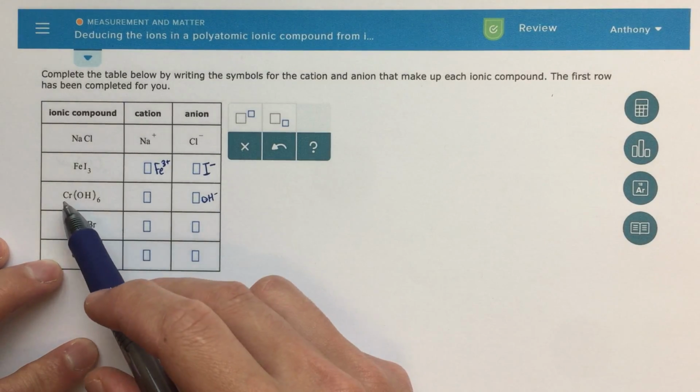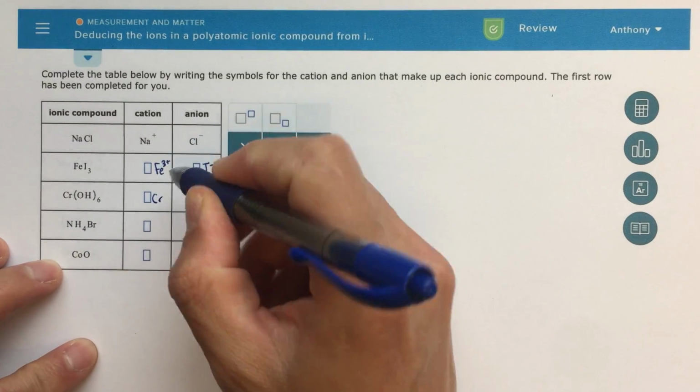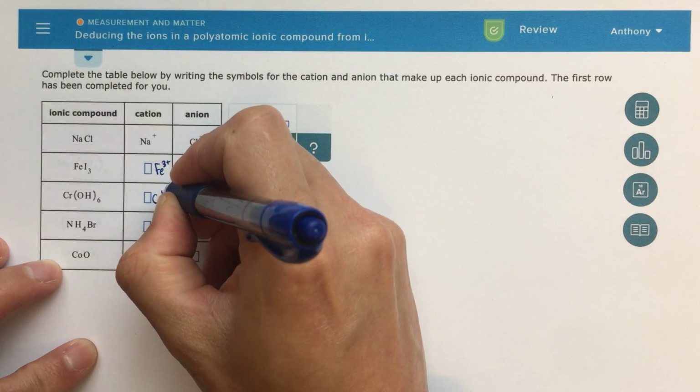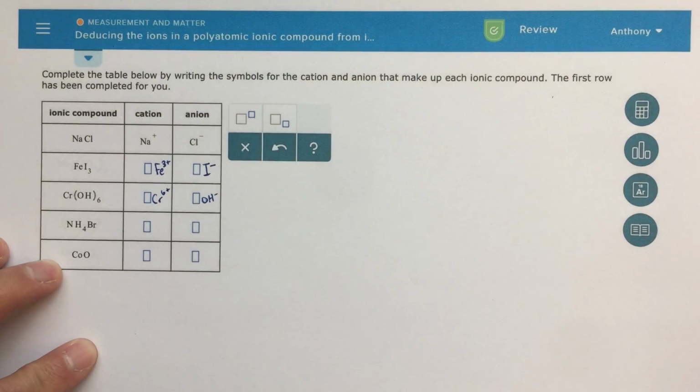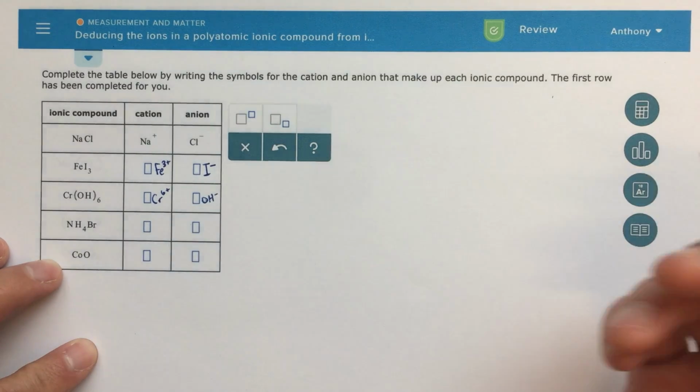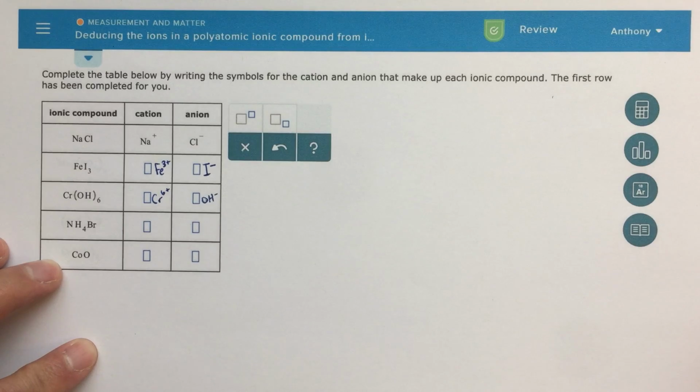So now for the chromium, just like I said up here, I've got to have the charges balance out. That means that this chromium is going to be 6+. It's going to have a 6+ charge because I've got 6 of these OH minuses, so to balance it out, that chromium needs to have a +6 charge.